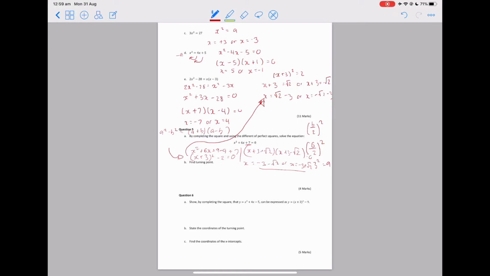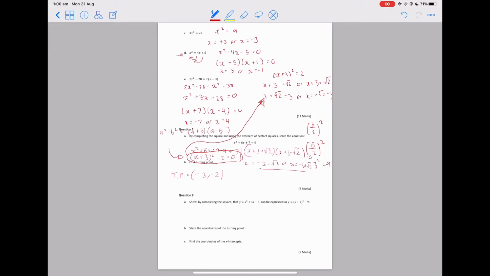And for part B, it's asking you to find what the turning point is. Remember that by completing the square, this actually allows us to find out what the turning point is. So when we were completing the square, we had this part over here, and this is already in turning point form. So therefore, our TP, in this case over here, is going to be negative 3, negative 2.